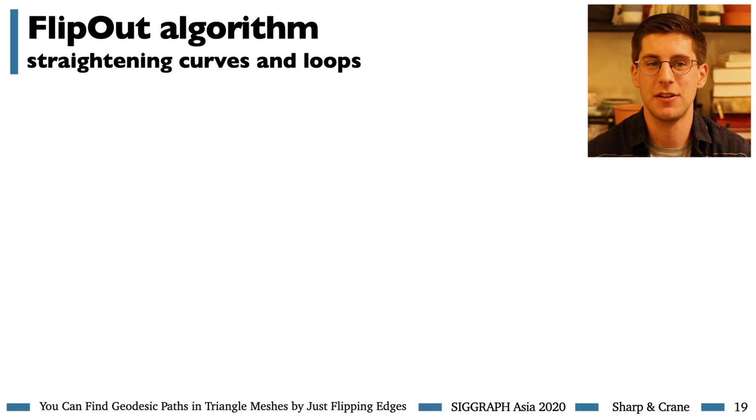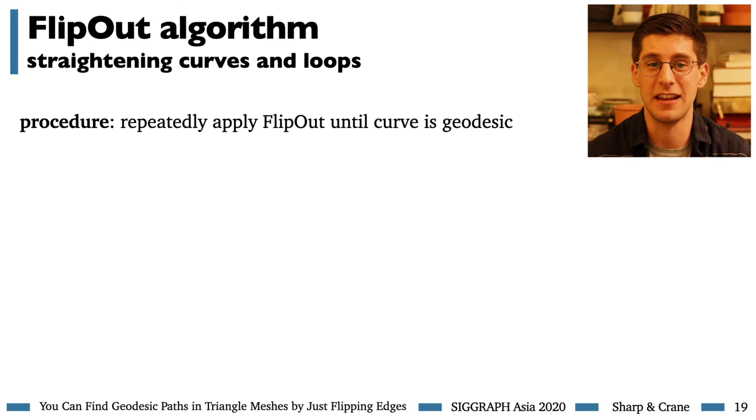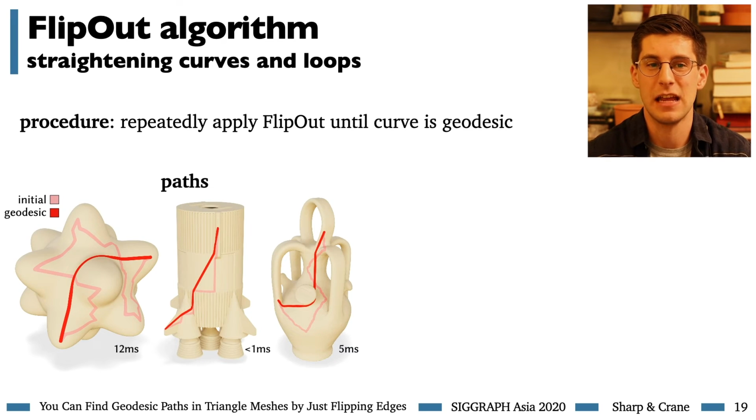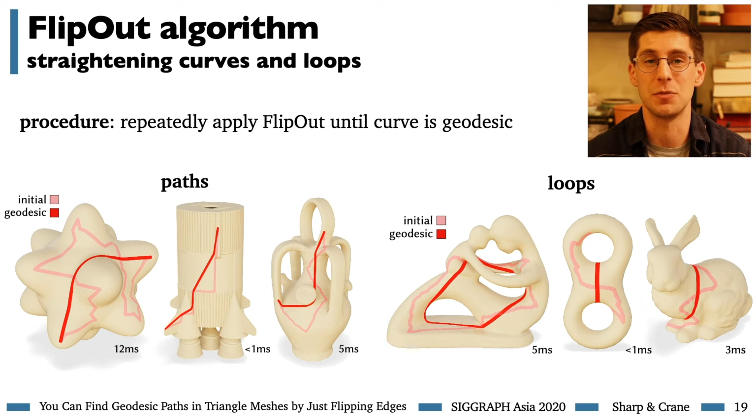Once we have this basic subroutine, we can just apply it repeatedly until any curve of interest is a geodesic. Here we do this for paths, as well as for loops on surfaces. For loops, there's one small extra case you need to handle, but I'll refer you to the paper for details.